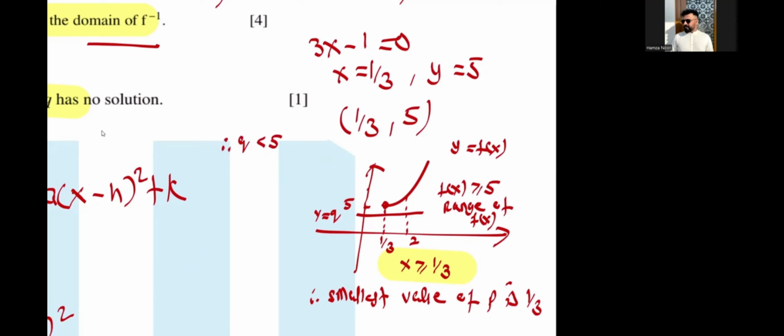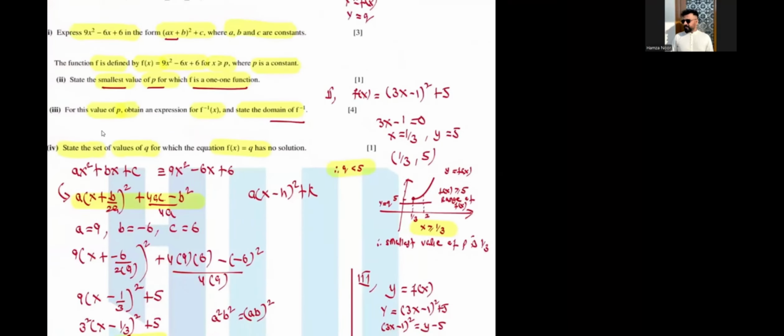If the requirement was that f(x) equals q has a solution, you would have said that q is greater than or equal to 5, because if you keep q equal to 5 or any value above 5, you would have a point of intersection between the line y equals q and the graph of f(x). But in this case, we don't need any solution of the equation f(x) equals q. Therefore, our answer will be q is less than 5. It was worth 1 mark only, so you just need to state this.